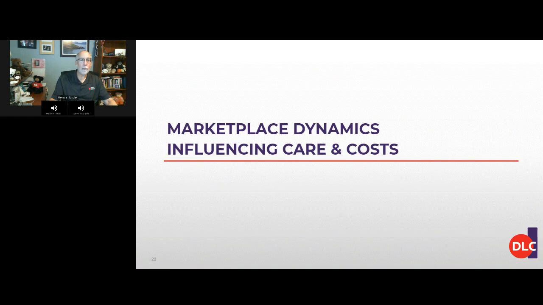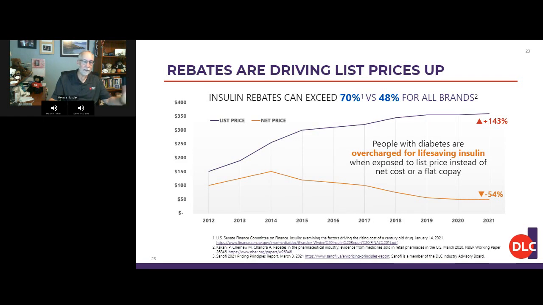All right, so let's talk about some other marketplace dynamics that are going on here. Insulin is the poster child drug for what is unaffordable out there. If you look at this slide, that top line is the list price of insulin over the past decade. It went up 143%. The net price of insulin for your health plan has dropped more than in half over that same period. So the list price that the patient's paying is up 143%, while the net cost dropped more than in half.